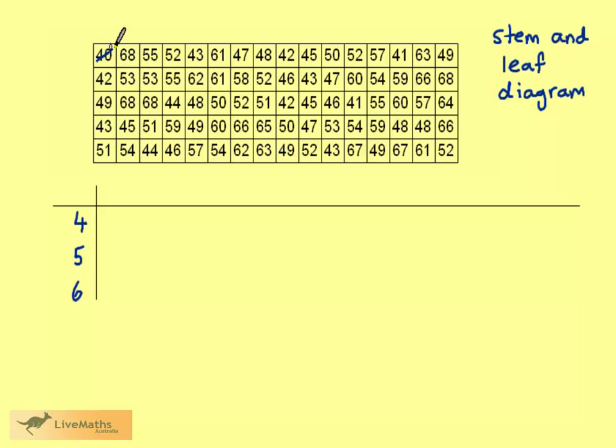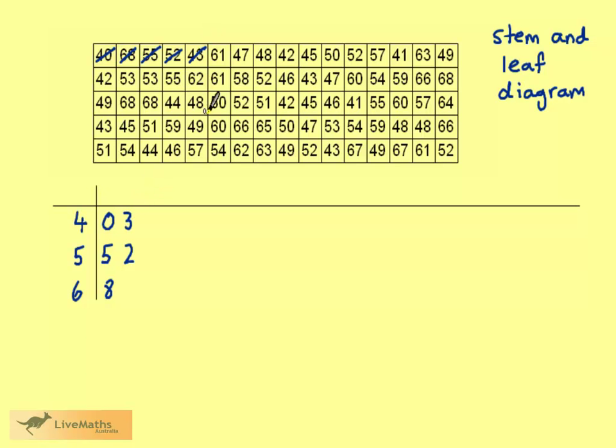So let's start putting data in. For 40, we just put a 0 on the leaf side. For 68, we put an 8 here. For 55, we put a 5 here. Then 52, we just put the 2 here.